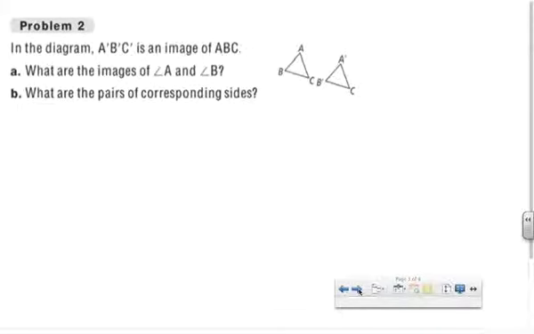In problem 2, I have A prime, B prime, C prime. Please be familiar with the way that we talk about images versus pre-image. So let's see. A prime, B prime, C prime is an image of A, B, C, and we're asked what are the images of angle A and B, and what are the pairs of corresponding sides. So what I'm asking you is, what does angle A correspond to in its other figure? A prime. Same idea with angle B. It corresponds to angle B prime.